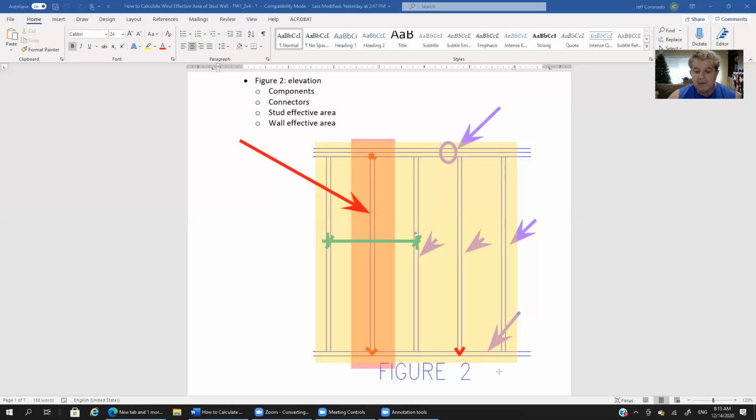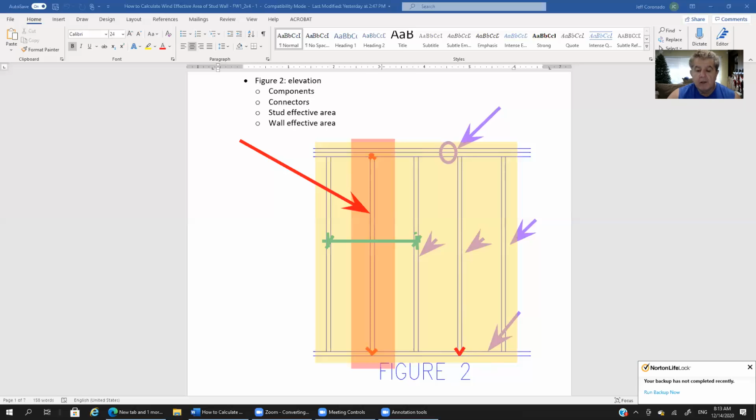But to get that load into the sill plate, it needs to go through the nails. So sure enough, whatever our connector is, whether it's nails or plates, we need to be able to transfer that wind pressure from the stud into the sill plate.